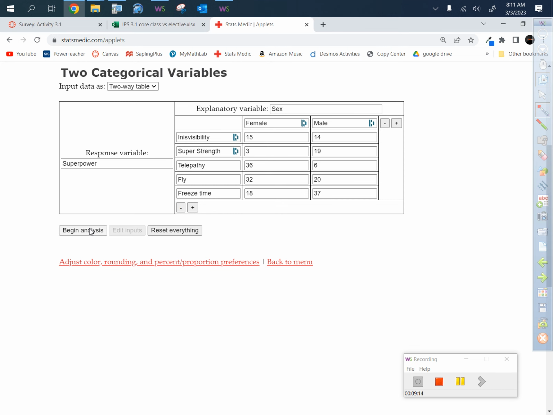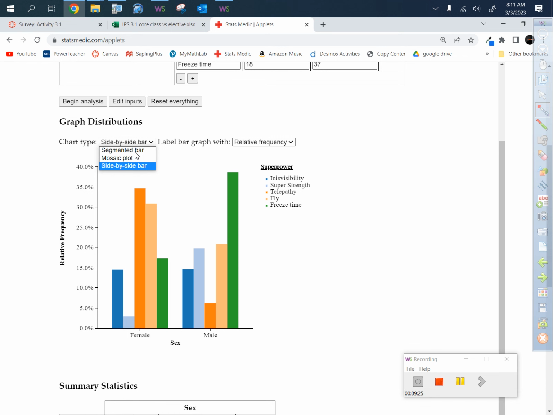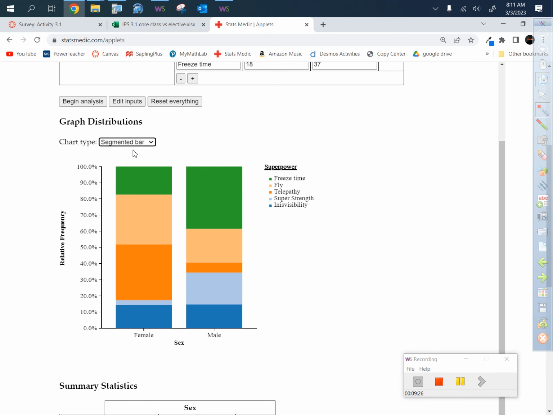And this is what's called a segmented bar chart. We will have a drop down to do other things. If we wanted to do a side-by-side bar later, you could see that. But today is about segmented bar charts. So there's that.